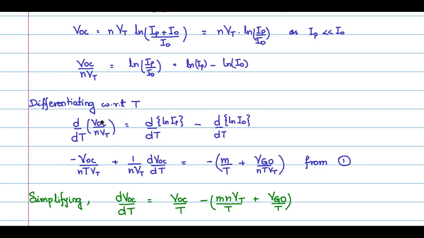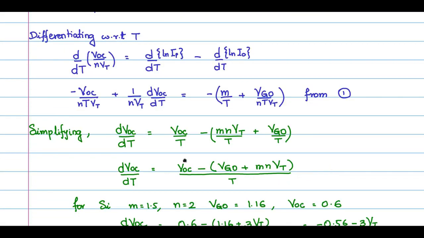As you are having two terms, VOC dependent on temperature and Vt dependent on temperature, splitting it up using the product rule, you get this relationship. And then simplifying, you will see that dVOC by dt equals (VOC minus Vg naught plus mnVt) by T. And this is what I had mentioned earlier, the almost inverse proportionality of VOC with T.